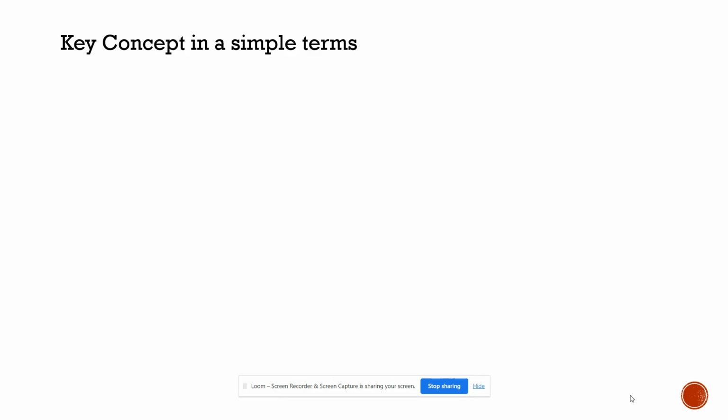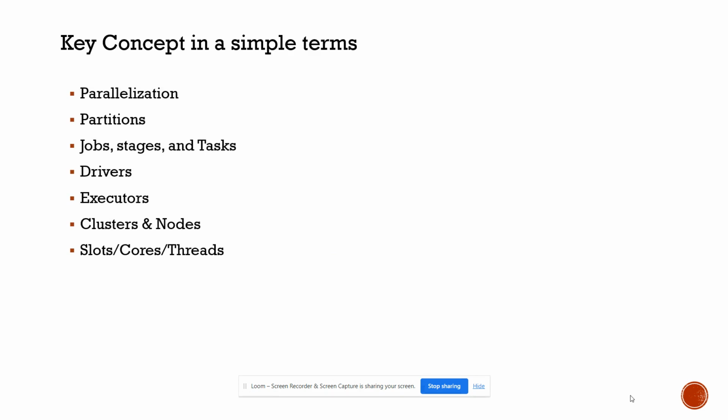Coming to key concepts in simple terms, the key concepts we have included are parallelism, partitions, jobs, stages and tasks, drivers, executors, clusters and nodes, slots, cores, and threads. We will discuss these in very simple terms.